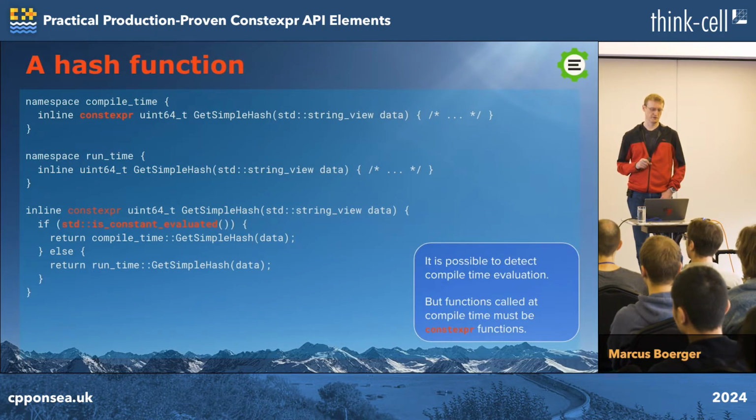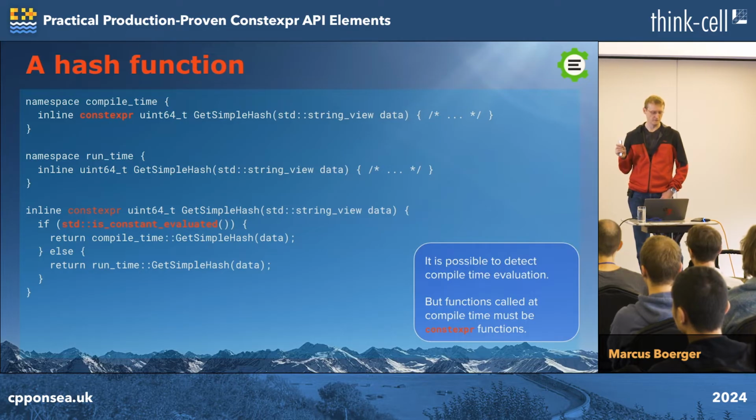And now we do the following. We have one namespace, compile time, and the compile time has the hash function, the slower one, but that happens to be constexpr. And we have the other namespace, runtime. And then we have an inline constexpr, same name, different namespace, and it does this amazing thing.